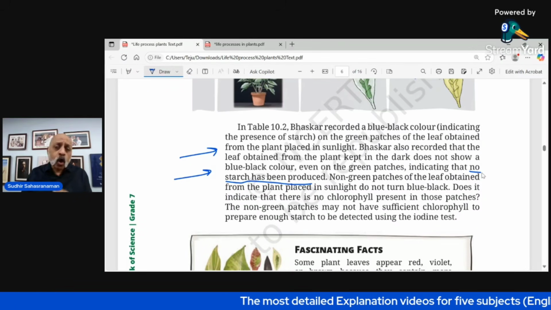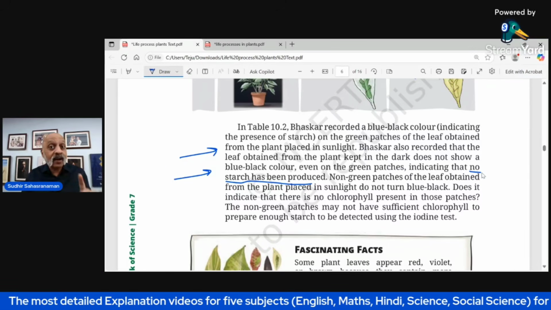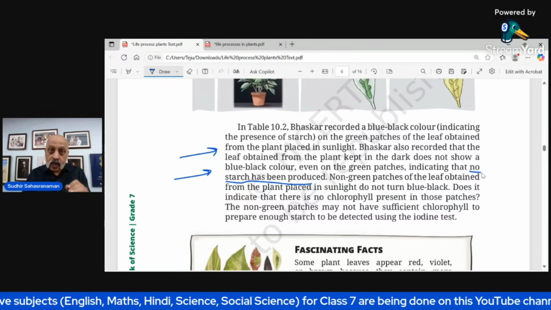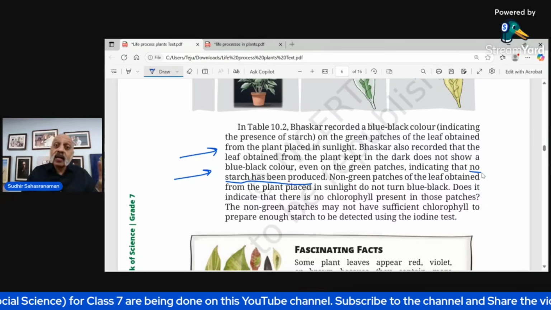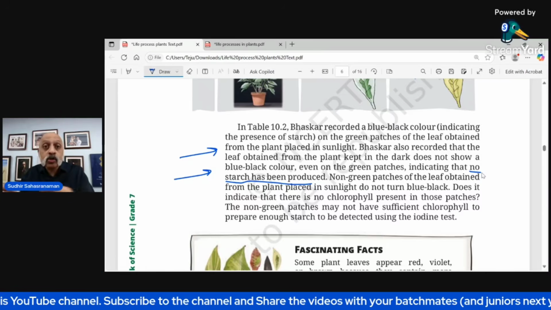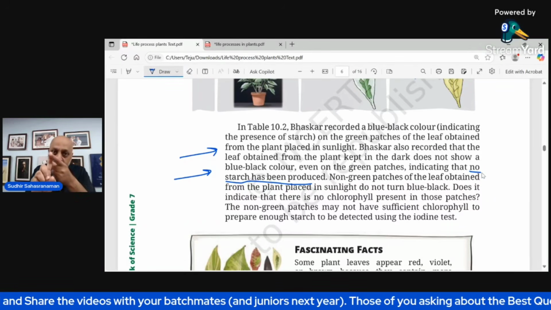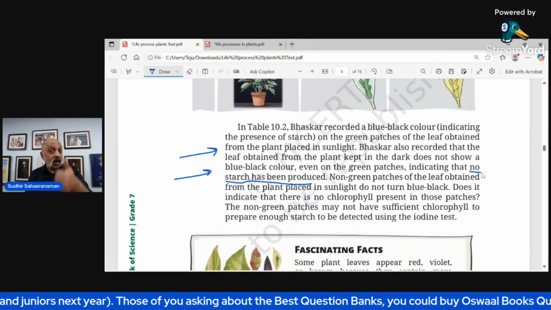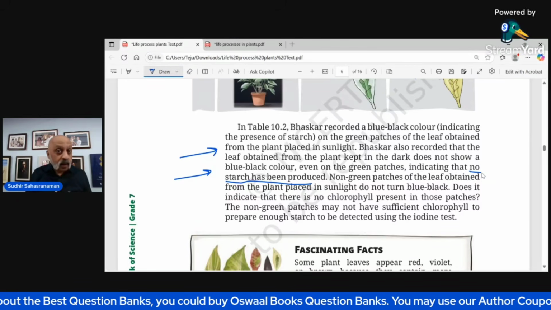Now, the non-green patches of the leaf obtained from the plant placed in sunlight do not turn blue-black, which means there is no chlorophyll in those non-green patches. Because that green pigment called chlorophyll is not there, they do not have sufficient chlorophyll, so they also have not been able to produce starch. So starch is produced by the presence of chlorophyll, by the presence of sunlight, and by the availability of water. Understood or not? Water, sunlight, chlorophyll. These three elements are important.